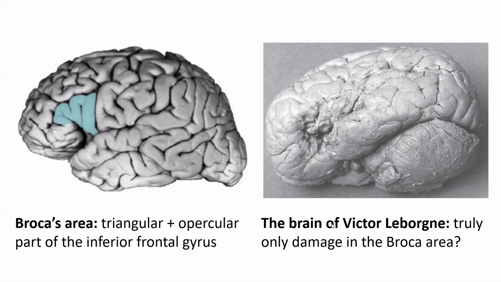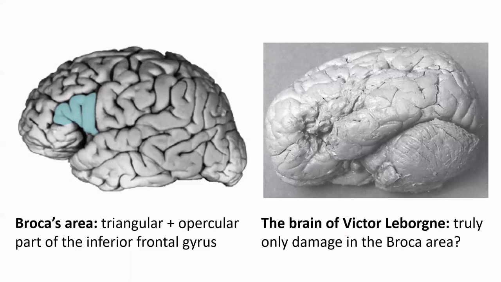But then the question is, okay, so this is Broca area based on the initial studies by Paul Broca, but maybe we should look a bit more carefully at these studies, because how correct were they? This was the brain of Victor Leborgne. Did he truly have only damage in the Broca area? Well, no, he didn't. And Broca already told us so in his initial publication, that the patient had more extensive damage located subcortically, but he could not tell us how extensive it was because he decided to not cut up the brain.